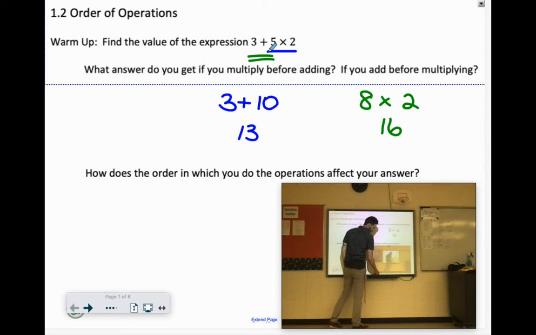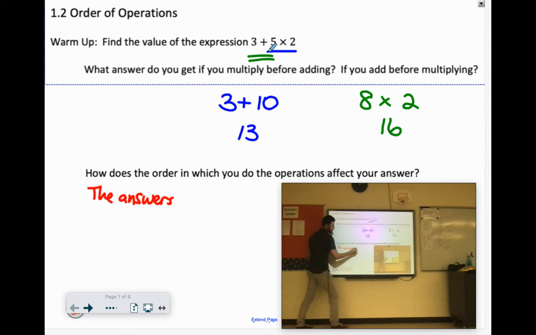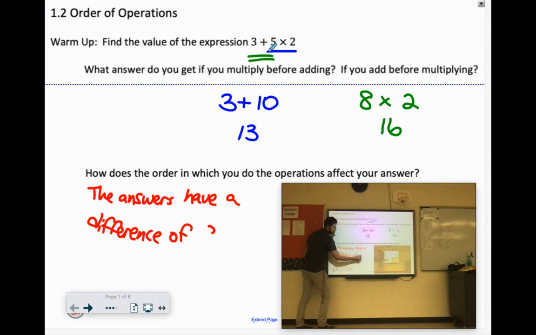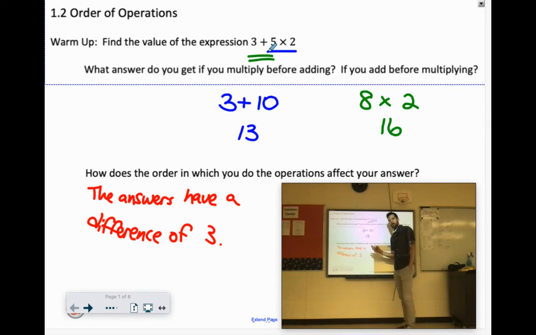Whoa, weird. That's really strange. How does the order in which you do the operations affect your answer? Well, we get different answers. The answers have a difference of 3, right? Because 13 and 16 are 3 apart. Which is weird because both times we did the steps correctly that they told us to do.